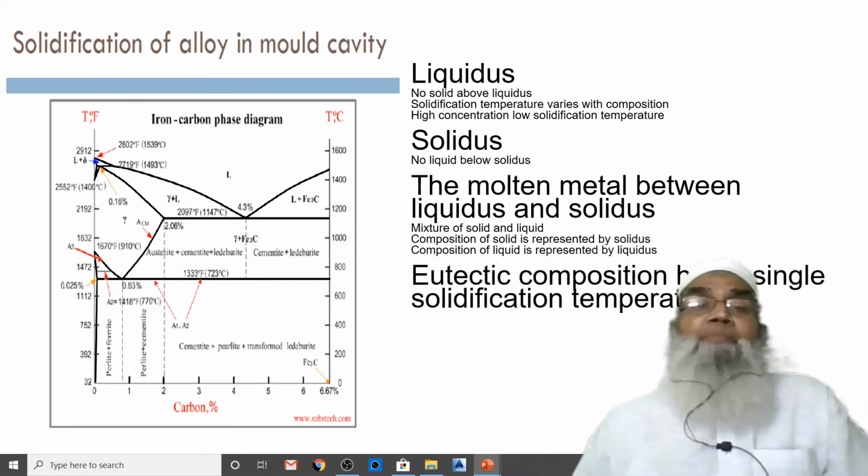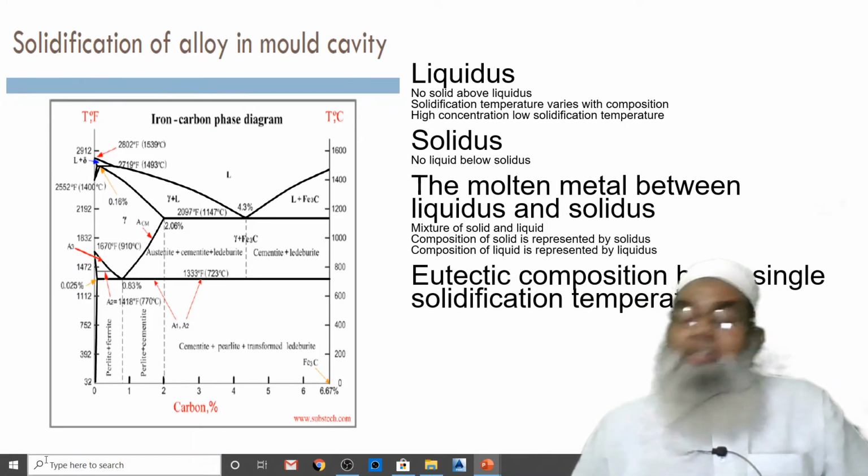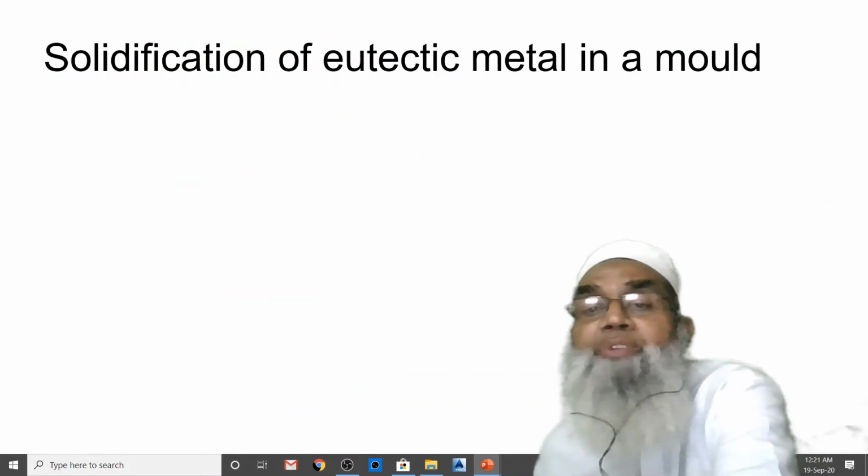Now, one more very important thing: you see we are increasing the composition, and increasing till we come to a point which we call the eutectic composition. Now, at this eutectic composition, the solidus and the liquidus meet, and they have a single solidification temperature. This is the uniqueness of this particular point.